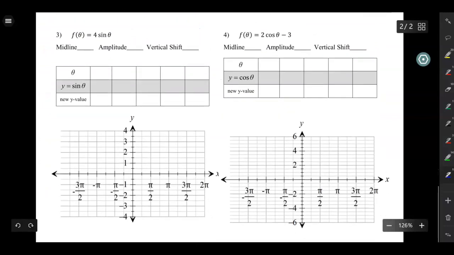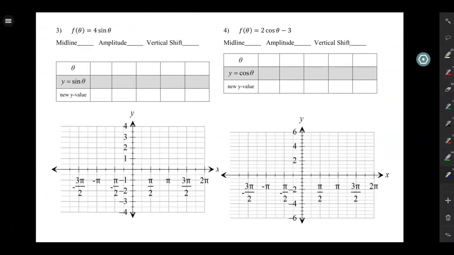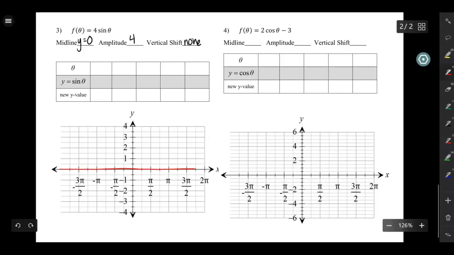All right, let's take a look at one where we change the amplitude. So in number 3, I have f of theta is equal to 4 sine of theta. So right away, I'm going to notice that 4 is the amplitude. And I'm not adding or subtracting anything at the end, so my vertical shift would be none, and my midline would be y equals 0. So since I haven't moved up or down, that midline is just going to stay where it normally is, at y equals 0. So I'm going to go ahead and draw in the midline here. And again, that line should chop my graph exactly in half.